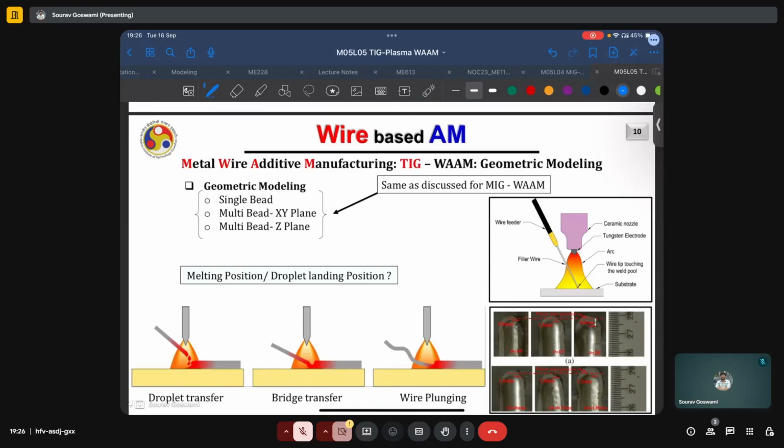This can occur because of very high wire feed speeds or low energy input to the system. And of course, the optimum case is that of bridge transfer, where the power and the wire feed rate are so well tuned that the wire just melts as soon as it is approaching the pre-deposited layer, and the transfer of material happens continuously.